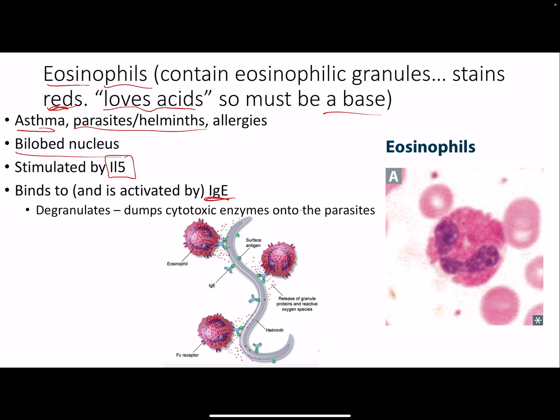So if you look at this helminth, this large parasite, this worm, it's too large to be engulfed and phagocytized. So the eosinophil shown here will bind to an IgE and just degranulate, and it releases a bunch of little grenade things to try and damage this parasite.